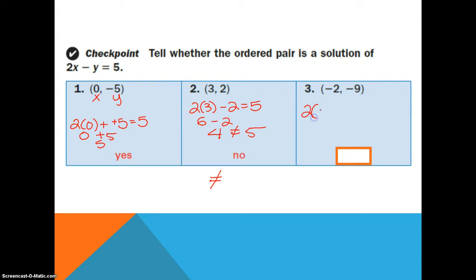Number 3, substitute in the x and the y. Is it a solution? Let's change the subtraction to adding the opposite. This is -4 plus 9. This is 5. It checks.